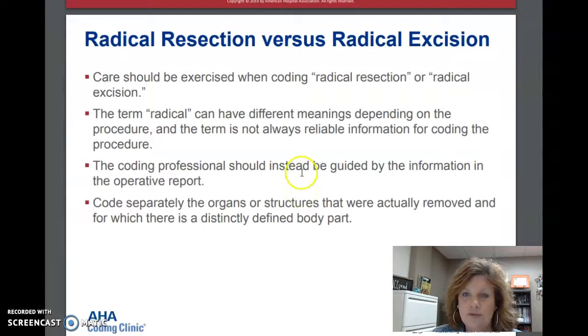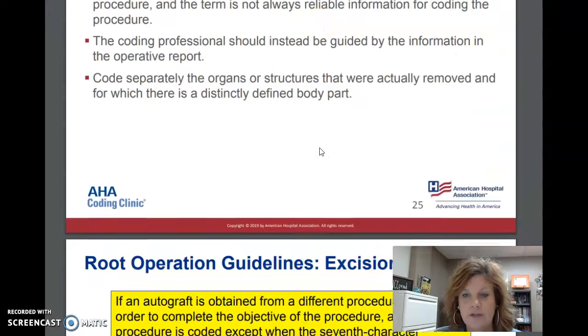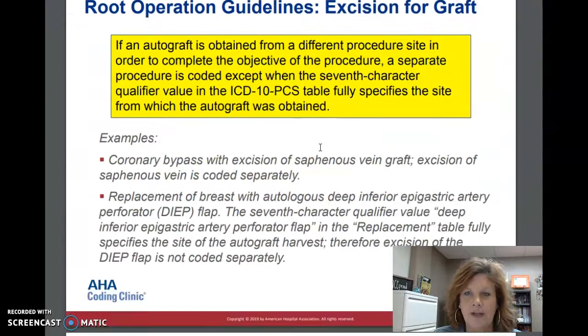Radical resection versus excision. Care should be exercised when coding resection or radical excision. The term radical can have different meanings. Usually to me, radical means that they're taking more out than what initially is there. So the coding professional should instead be guided by the information in the op report, review it. Again, you're going to be dealing with one-liners in this book.